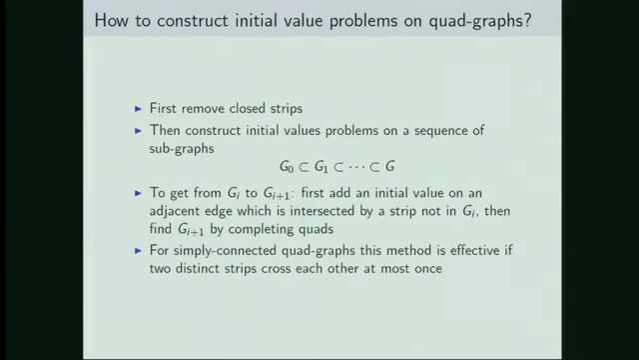Maybe I shouldn't go into all of this, but basically what the method does is you start with a very small part of your graph, and you create a sequence of subgraphs, and in the end you want to end up with an initial value problem on your whole graph.